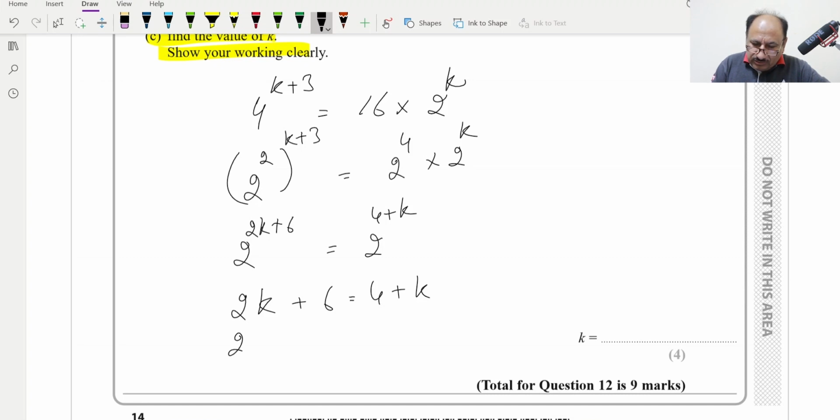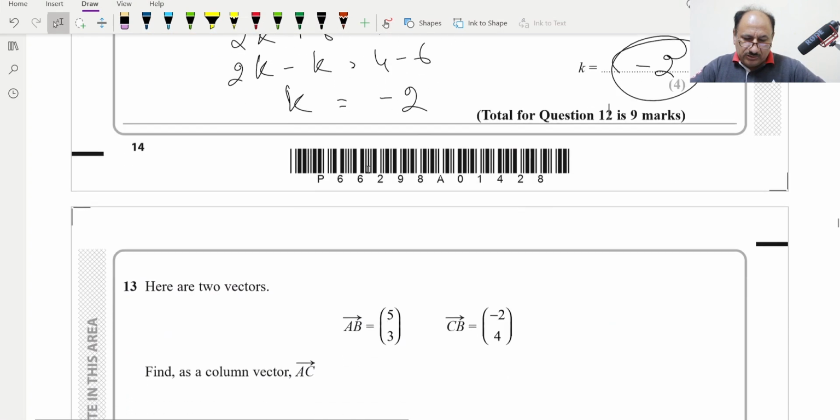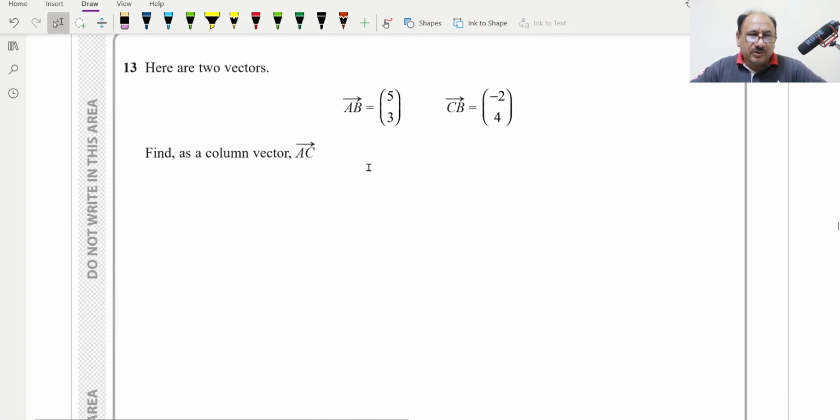K we can shift to the other side, so 2k minus k is equal to 4 minus 6, so k is equal to minus 2, so the k value is equal to minus 2. This will be our final answer for this question. Hopefully you understood this.